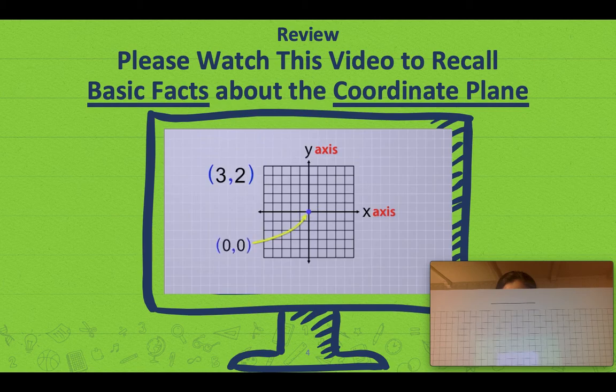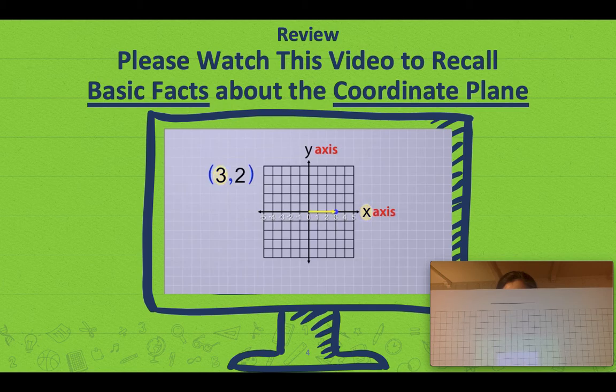origin, (0, 0). Then we look at the first number in our ordered pair to see how far we need to move our point in the x direction. Since x is positive 3, we move our point a distance of 3 units in the positive x direction.